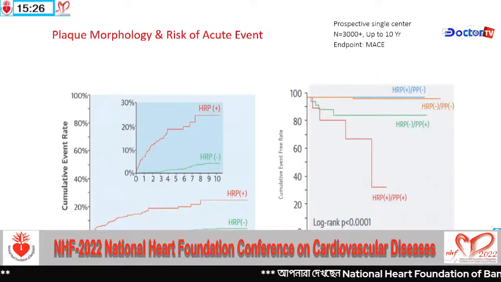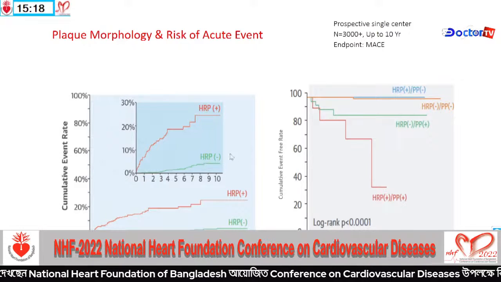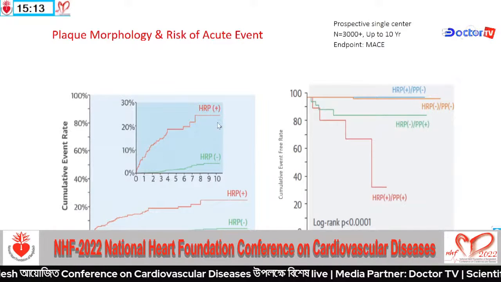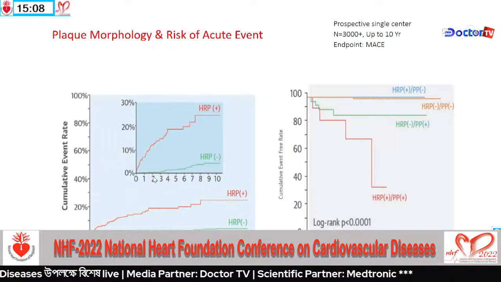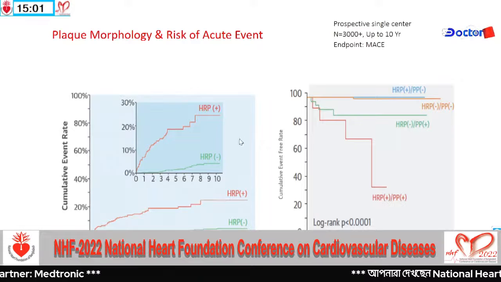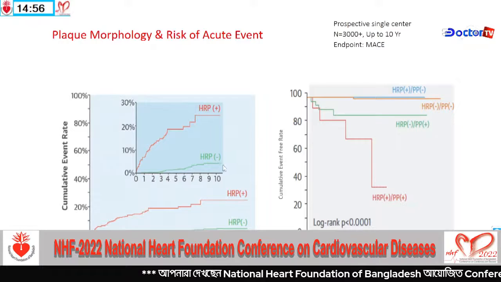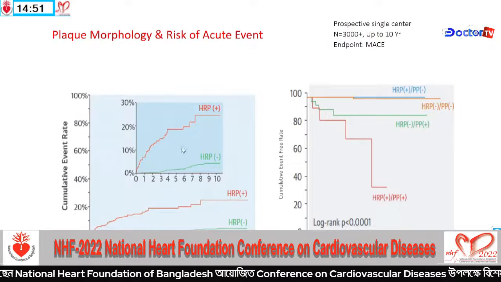Now, when you look at the larger follow-up of these cases, and this is now 3,000 subjects followed for up to 10 years' time, you will see that the high-risk plaques remain the high-risk plaques, and they have about tenfold higher likelihood of having an event over the next 10 years. However, after the first 2 years, there is a likelihood that some of the non-high-risk plaques also, in a period of time, become high-risk plaques. And as you can see, there is approximately a 2.5% likelihood of having an event in the non-high-risk plaques as well.